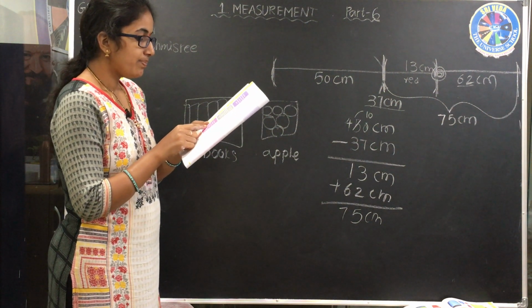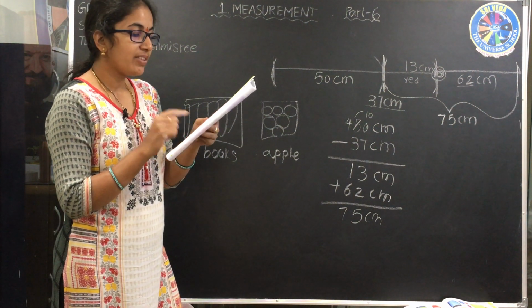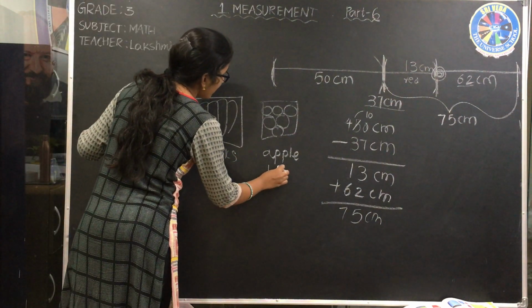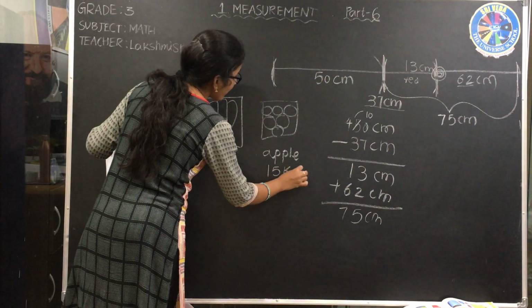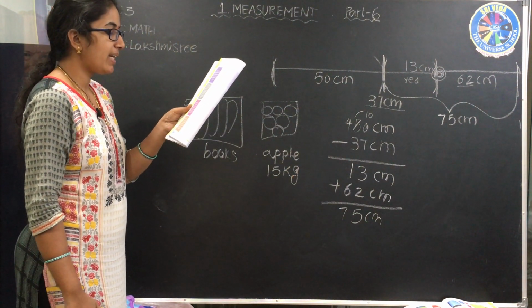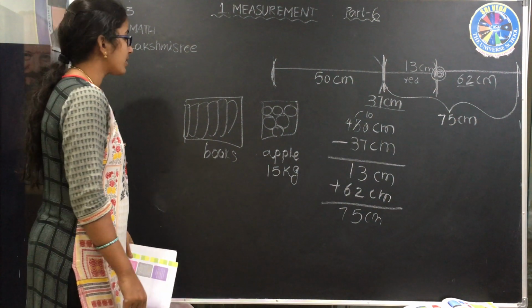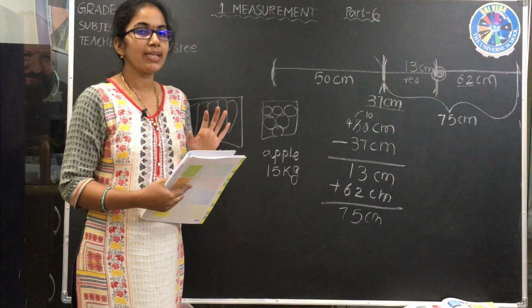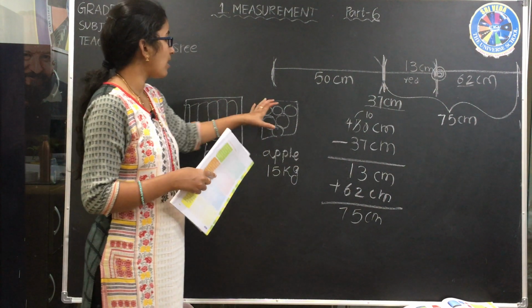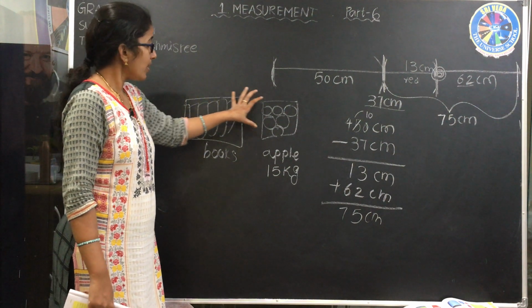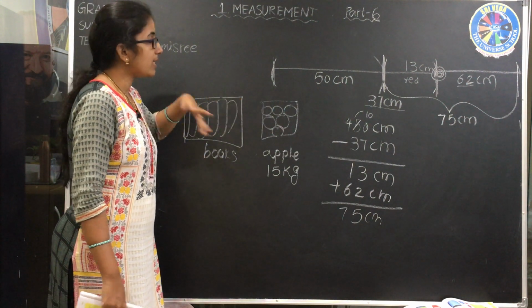And see here, the weight of the box of apples he has given. The weight of the apple box is 15 kg. Express the weight of the box of books in kg. So this you have to do, children. Just I will explain it for you. This is the apple box. This is the books box. This books box is 6 times heavier.